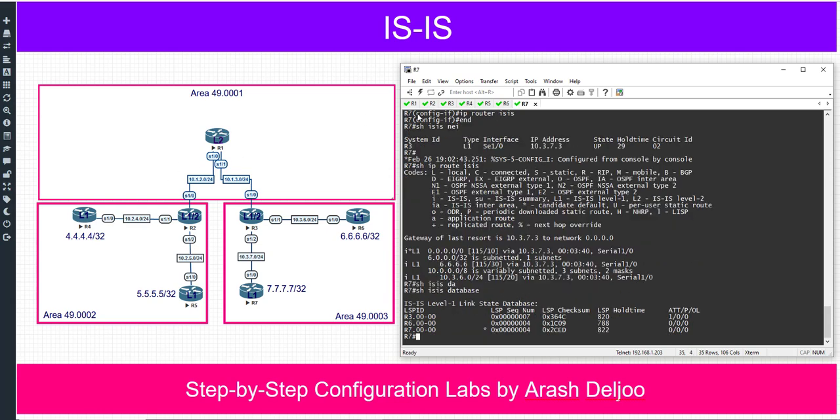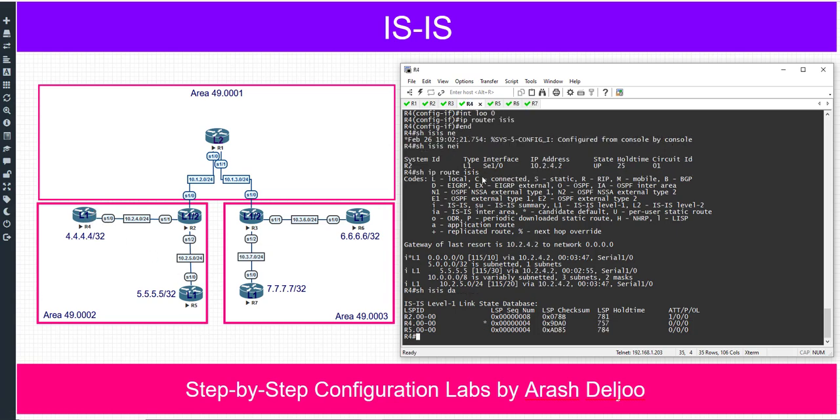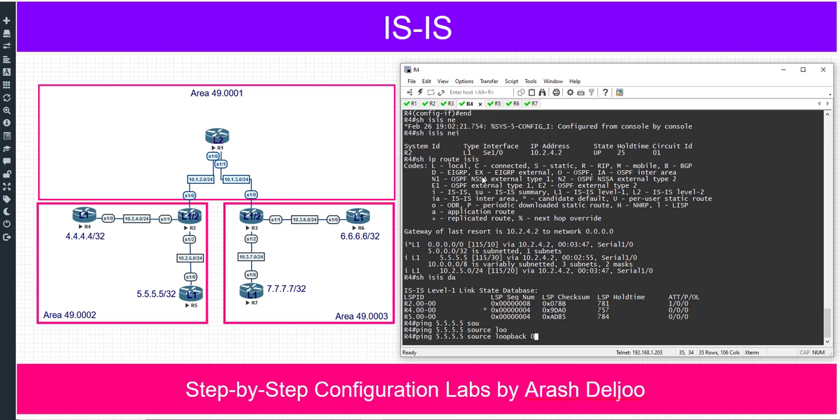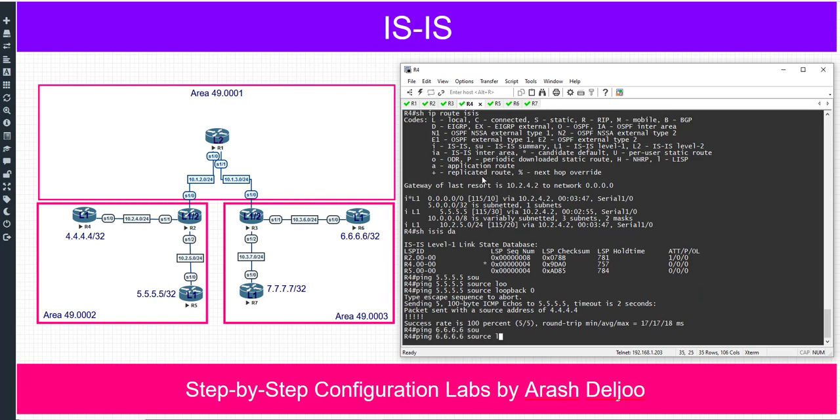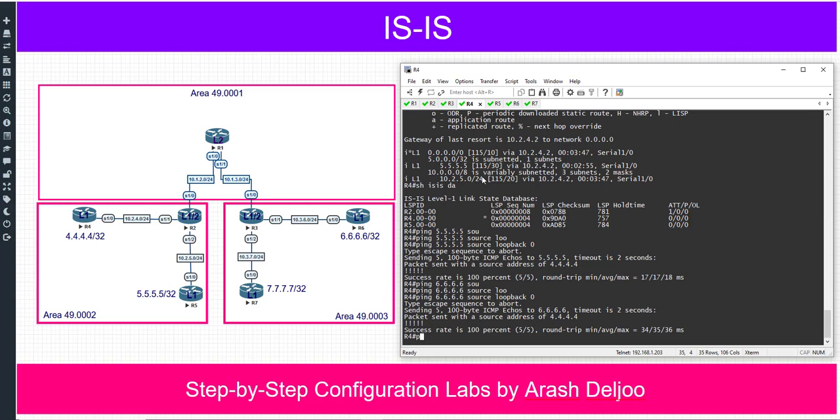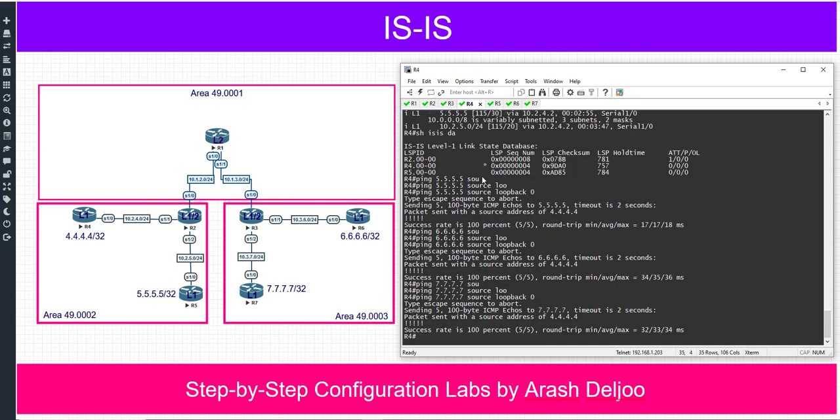All right, now let me check connectivity between the loopback interfaces of router 4, 5, 6, and 7. In router 4, let me use ping quad 5, with the source of loopback 0. You know that this is an intra-area network. And as you can see, we have connectivity. With inter-area networks, ping quad 6, with the source of loopback 0, again we have connectivity. And also quad 7, with the source of loopback 0, again we have connectivity.